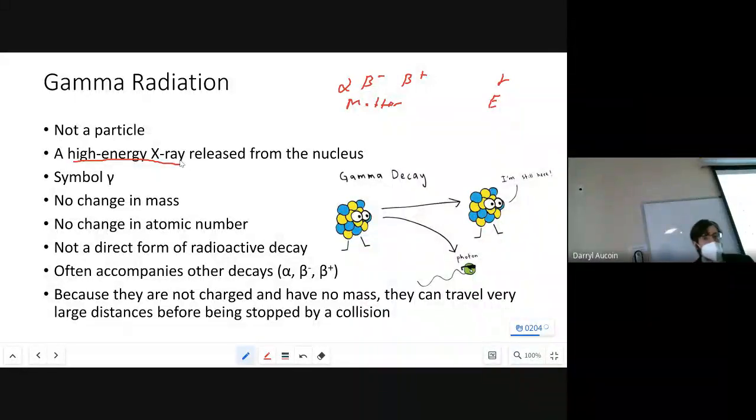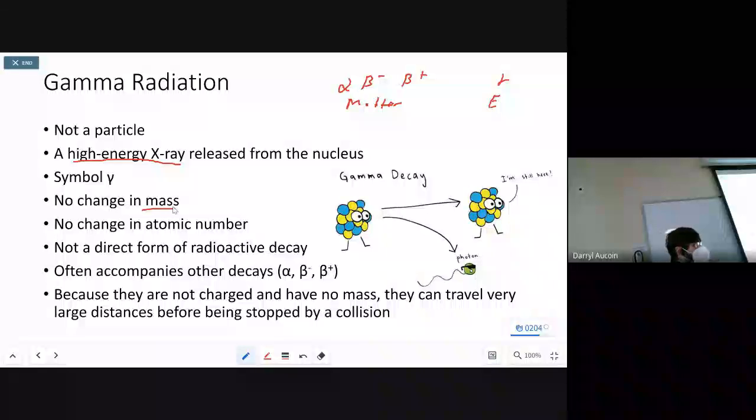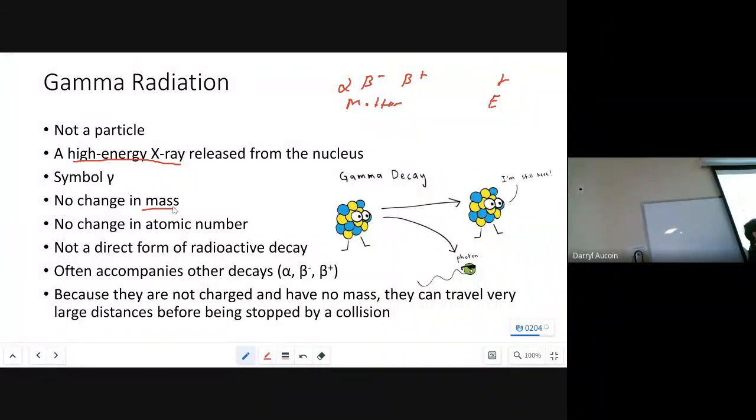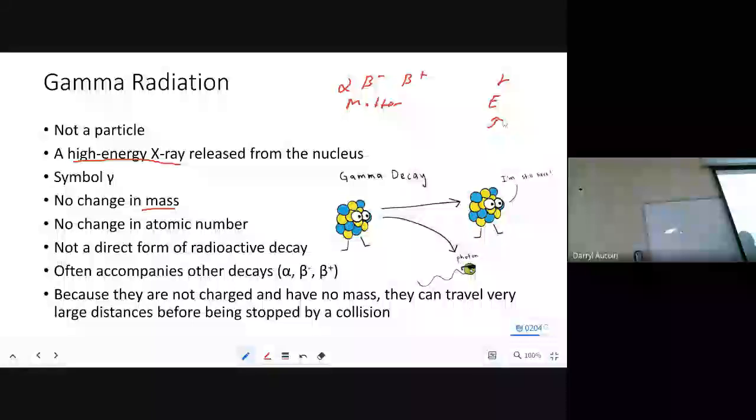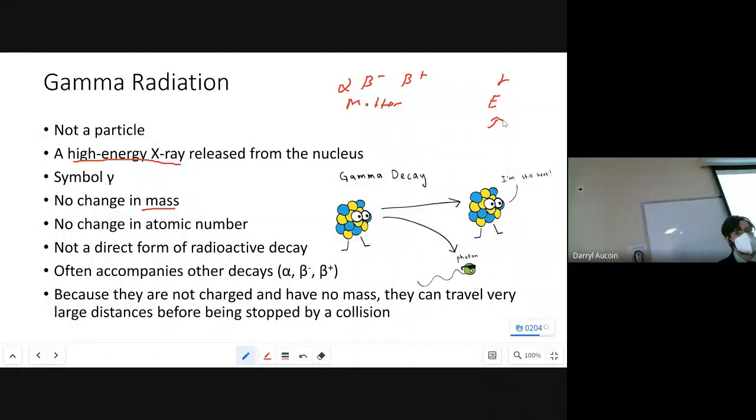So very high energy is being released, but energy is not matter. The mass isn't going to change in this nucleus because we're not working with matter. We're working with energy. And if we're working with energy, we're not going to change the atomic number. We're not going to change the mass number. And it's not really going to look any different.